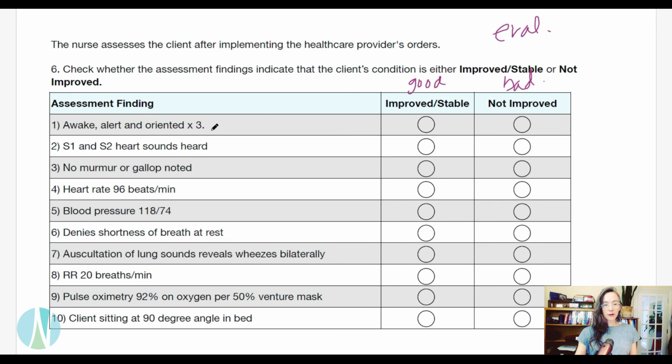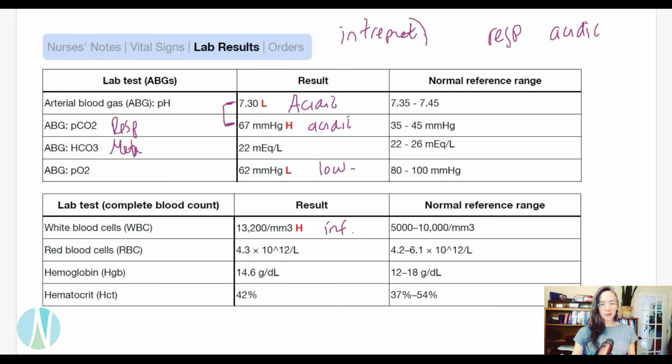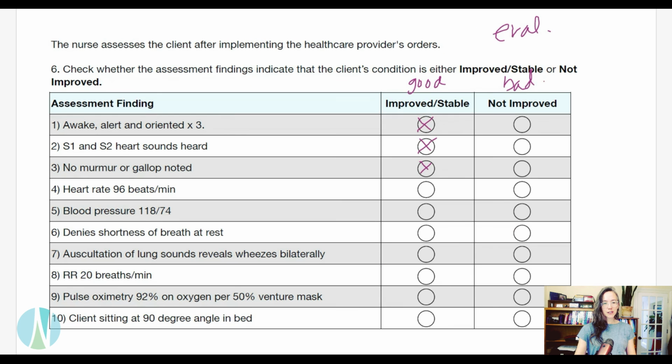But awake, alert, and oriented times 3. Well, that's stable. That's good. S1 and S2 heart sounds heard. Okay, that's good. No murmur or gallop noted. Good. Heart rate was 96 beats per minute. Oh, right. Do you remember what the vital signs were? So heart rate is 96 beats per minute, and this heart rate was 107. So they definitely improved. And remember, the blood pressure was never really abnormal to begin with, but the respirations were. So let's keep that in mind as you go through these answers.